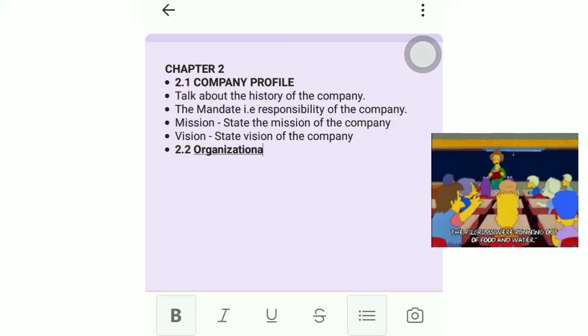The second subchapter under company profile is the organizational structure. This basically shows how the company functions in terms of hierarchy. So you can get any organizational structure chart from the internet that relates to the organization, and then you just copy and paste it on your report.